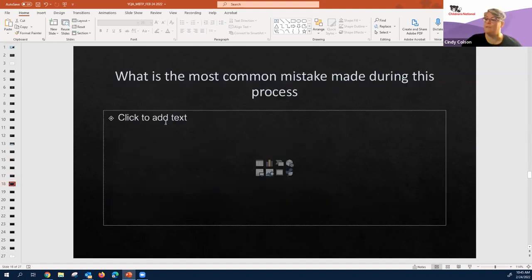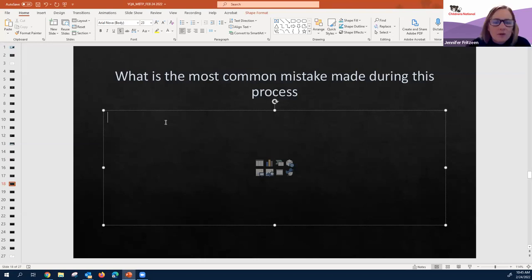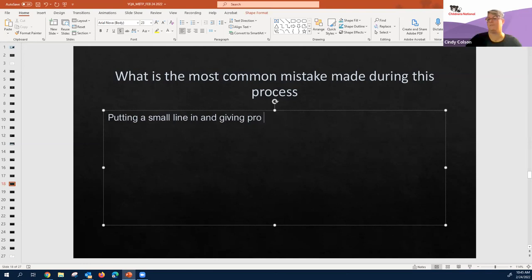Okay. What is the most common mistake made during this process? I have one. Putting a small line in and giving it too slow. I think sometimes people are afraid to give blood products too fast. I would also say giving cold product.